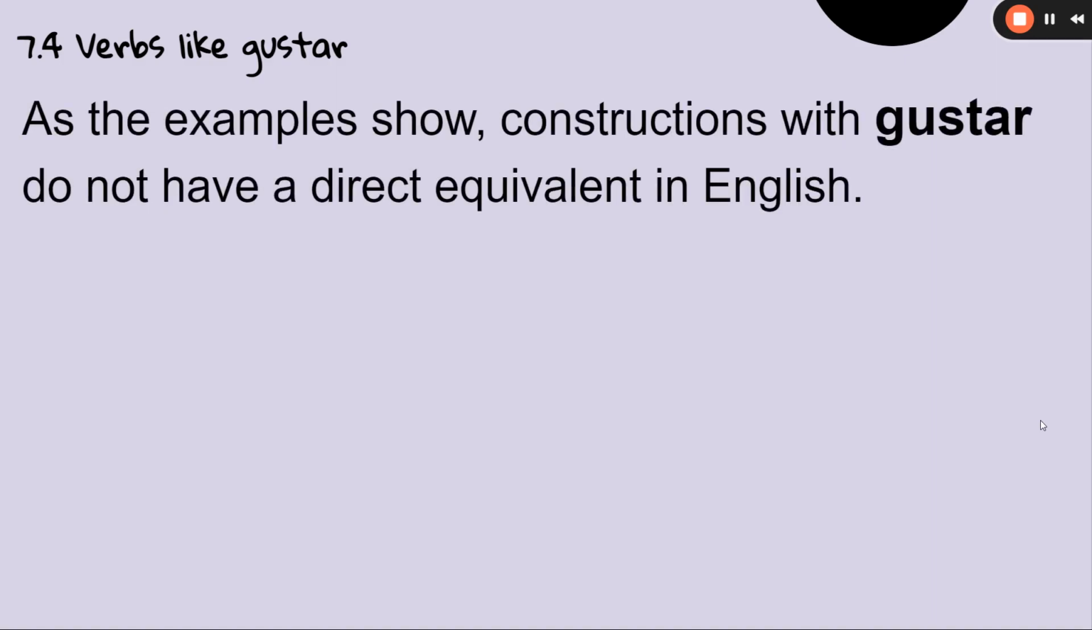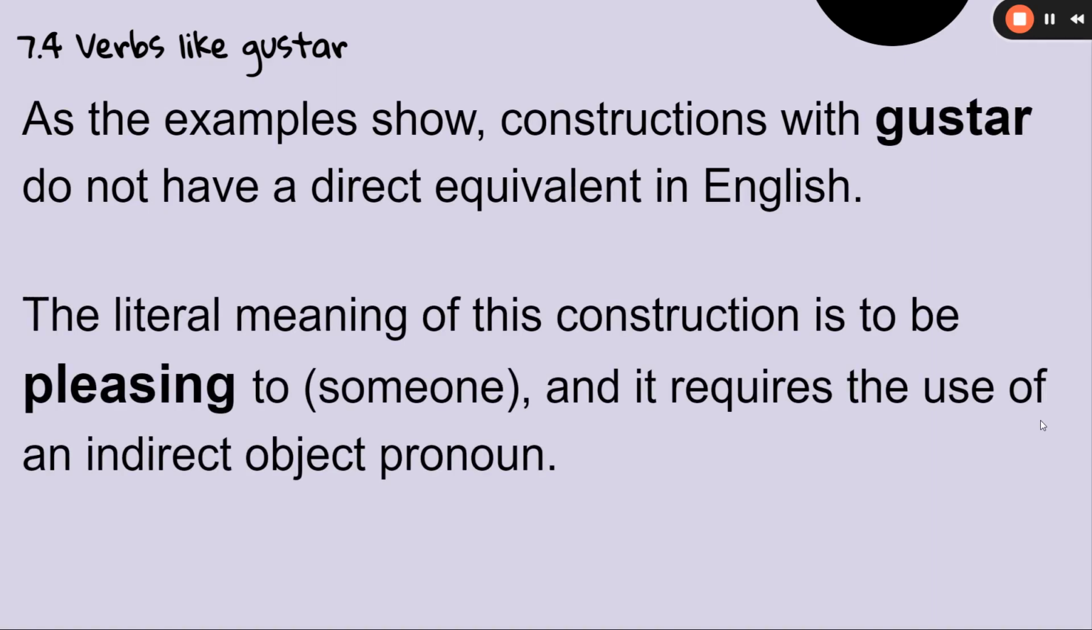Okay. Now we've done constructions with gustar. That doesn't have a direct translation. The literal meaning is to be pleasing to. Since something is pleasing to somebody, you have to have the indirect object pronoun with it.